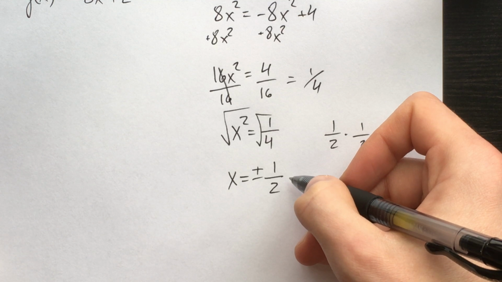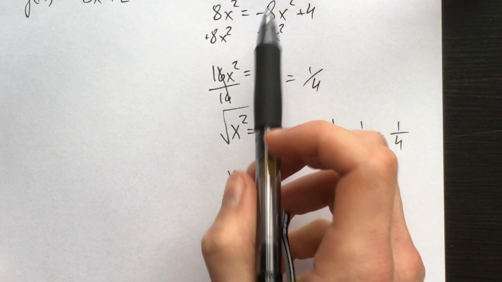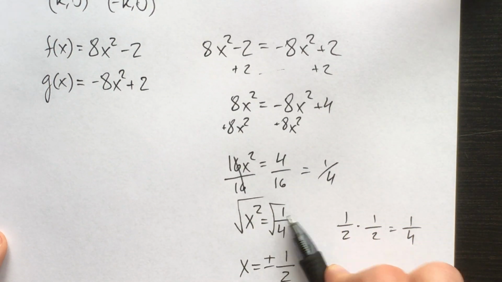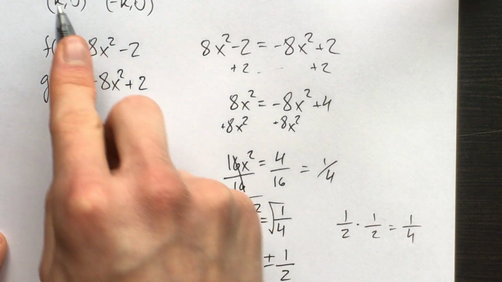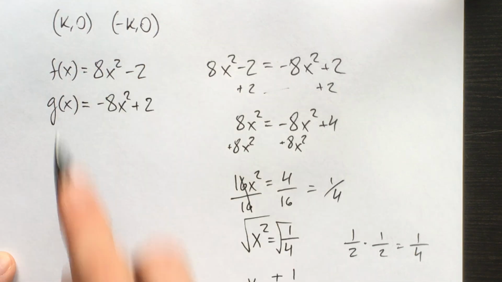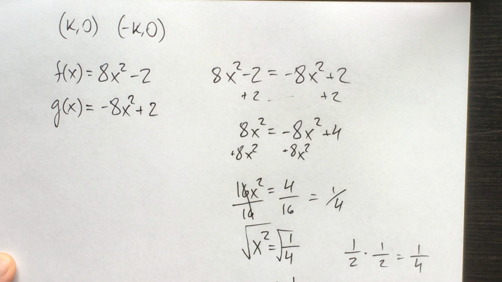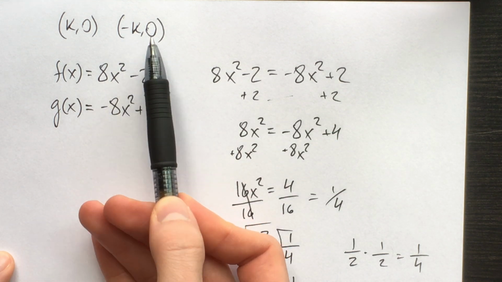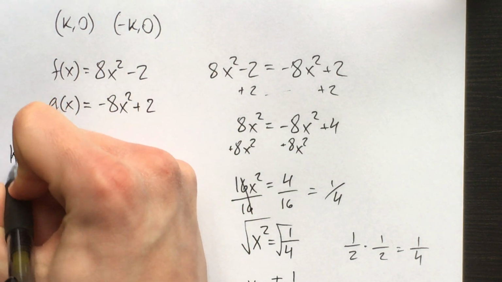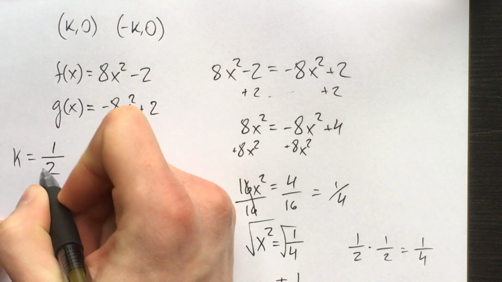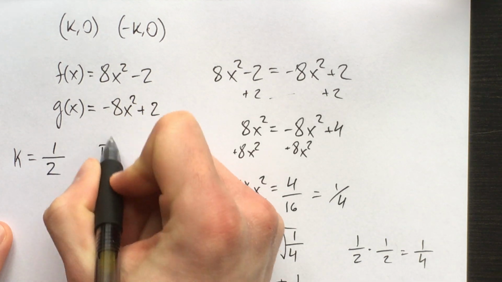What does that give us? Well, we set these equal to each other up here, and we solved for the x values at which they intersect. So we also know that these x values are these intercepts. So if x is plus or minus 1/2, then k is just 1/2, because one x-intercept is (1/2, 0), and the other x-intercept is (-1/2, 0). So with that, we deduce that k is equal to 1/2, which is answer choice B.